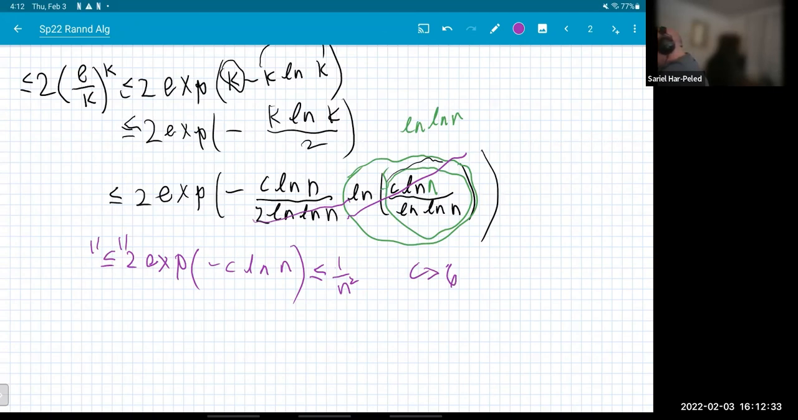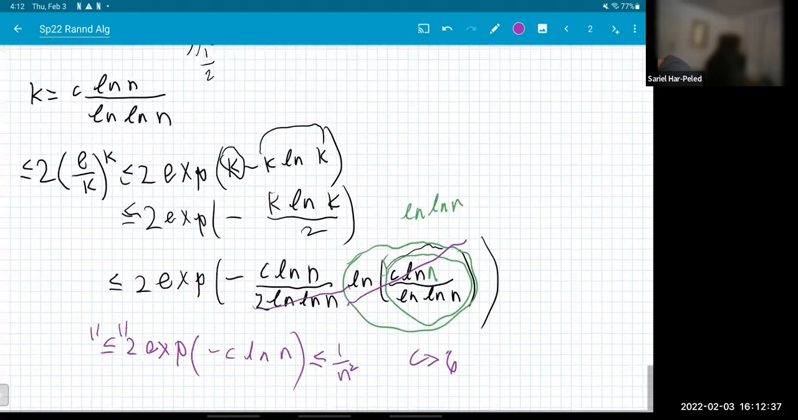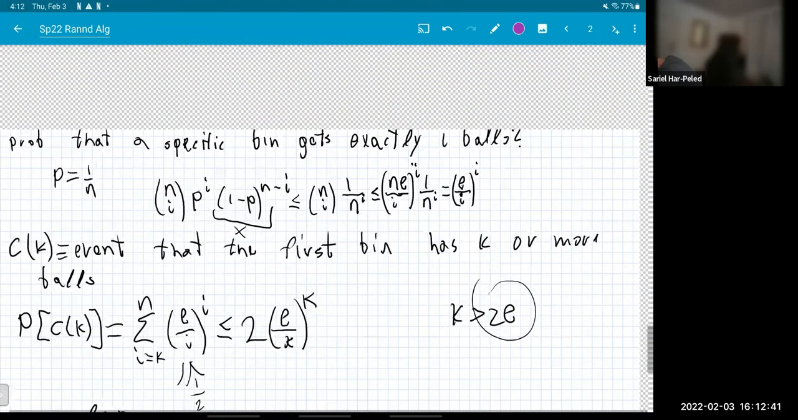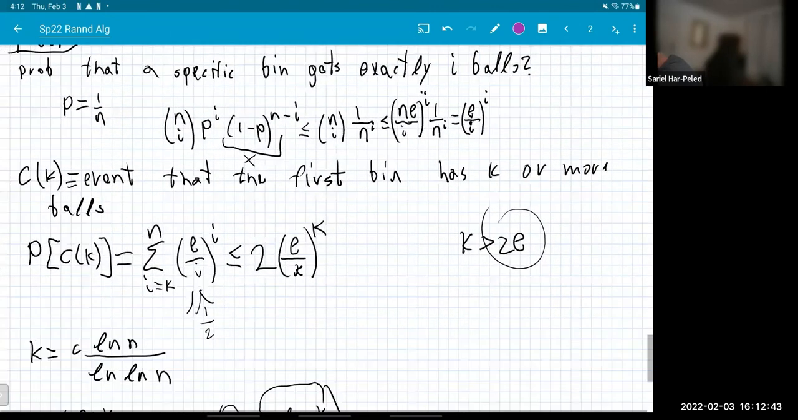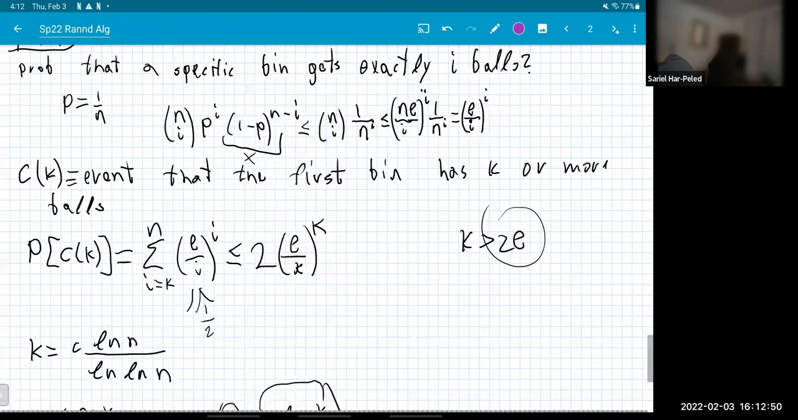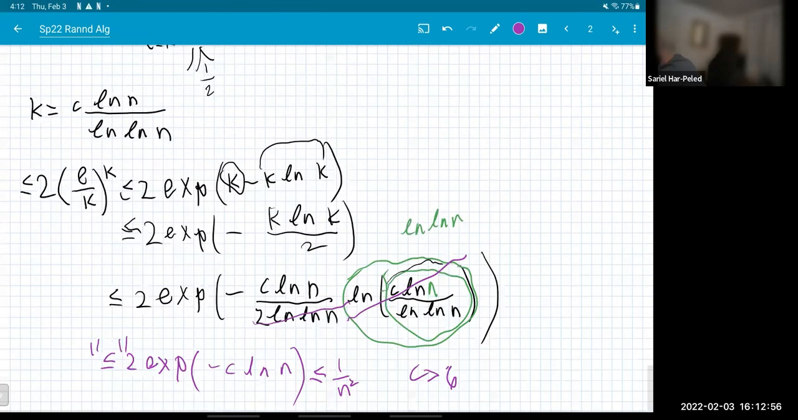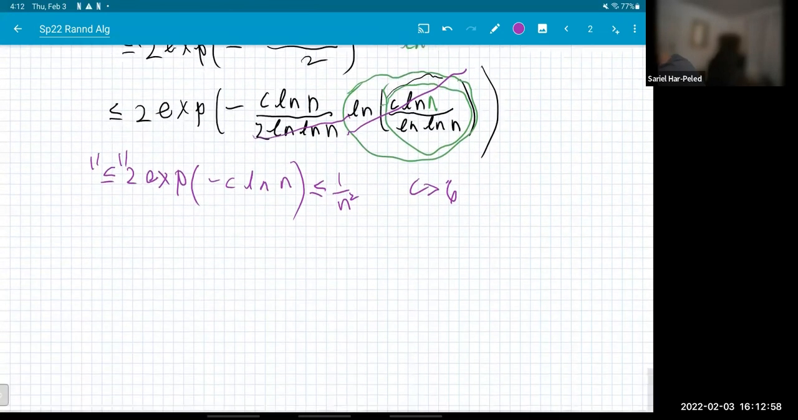Okay, so what does this mean? This means that, let's go back in time to try and reconstruct what we were trying to prove. C of K was the event that the first bin had more than this, more than 3 ln N over ln ln N balls, right? And we just argued that this probability is smaller than 1 over N squared, right?